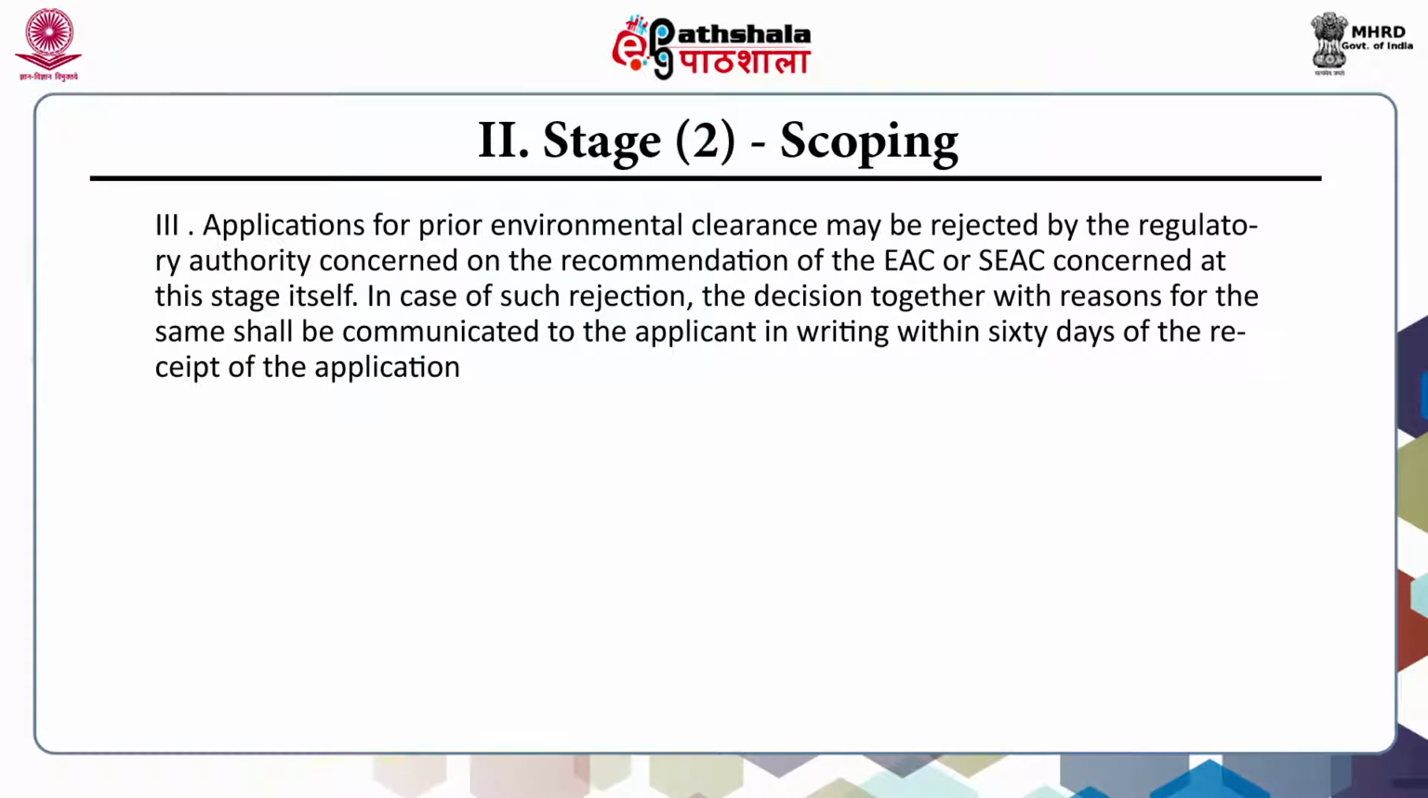Applications for prior environmental clearance may be rejected by the regulatory authority concerned on the recommendations of the EAC or SEAC concerned at this stage itself. In case of such rejection, the decision, together with reasons for the same, shall be communicated to the applicant in writing within 60 days of the receipt of the application.